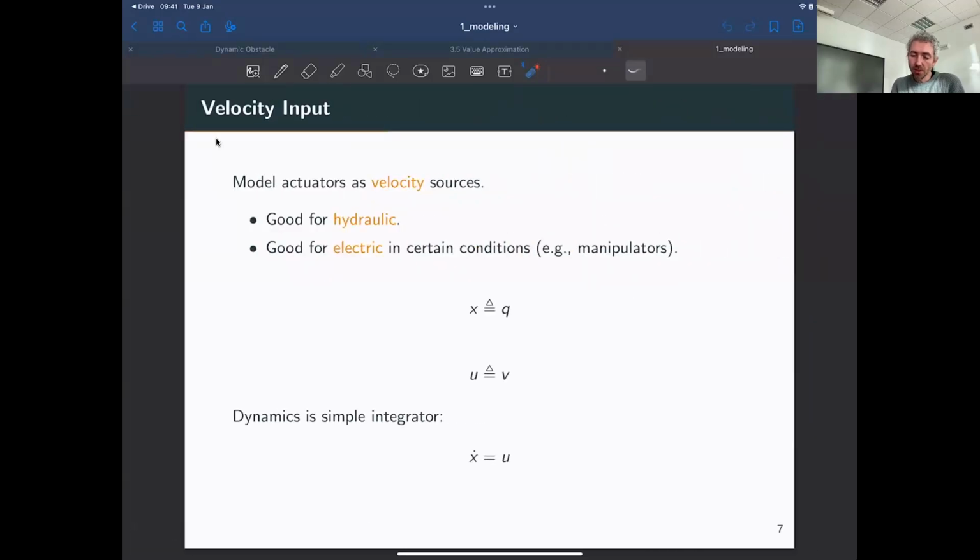So if you model your actuators as a source of velocity, then your state is simply the Q vector containing the joint angles, and your control inputs are the joint velocities. And your dynamics is simply an integrator. So the rate of change of the state, which is Q, is simply the control inputs U, which are the joint velocities. So very, very simple. Unfortunately, we cannot work under that assumption.